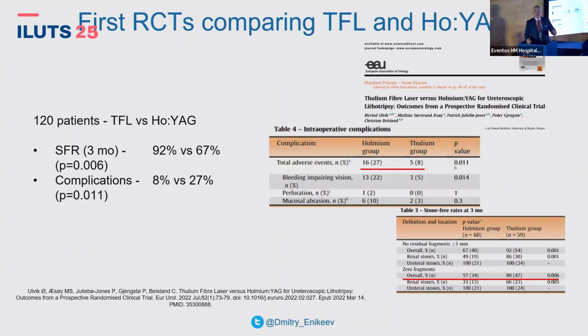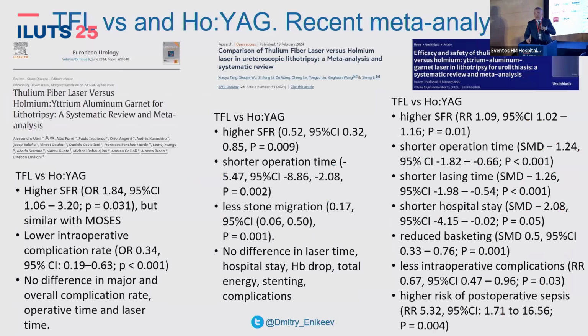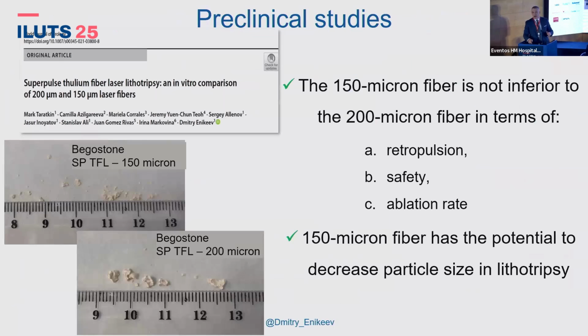The first prospective randomized trial was published by our Norwegian colleagues in European Urology. They found the stone-free rate at 3 months was 92% for thulium fiber and 67% for Holmium. Complication rate was lower with thulium fiber. Now we have 4 meta-analyses comparing thulium fiber and Holmium for lithotripsy. In all these meta-analyses, the stone-free rate was higher with thulium fiber laser.